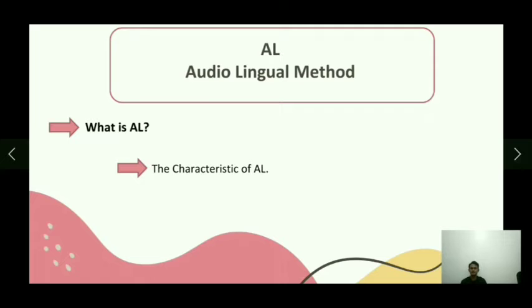Number 8, great importance is given to pronunciation. Number 9, very little use of the mother tongue by the teacher is permitted. And the last is number 10. Number 10 is successful responses are immediately reinforced.